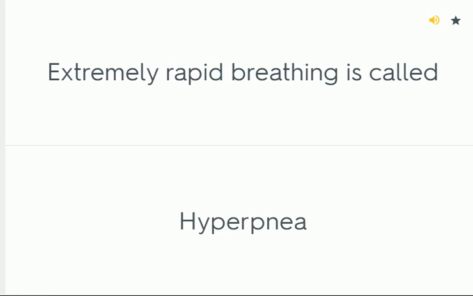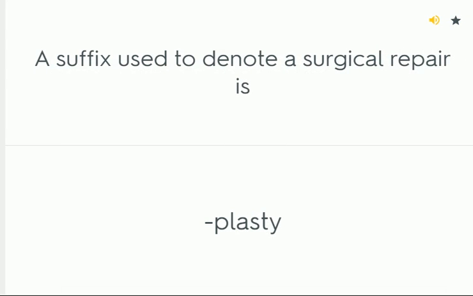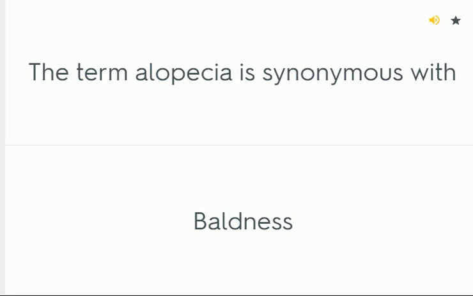Extremely rapid breathing is called hypopnea. Which of the following suffixes refers to pain? Algia. A suffix used to denote a surgical repair is plasty. A mammogram is a radiograph of the breast. The term alopecia is synonymous with baldness.